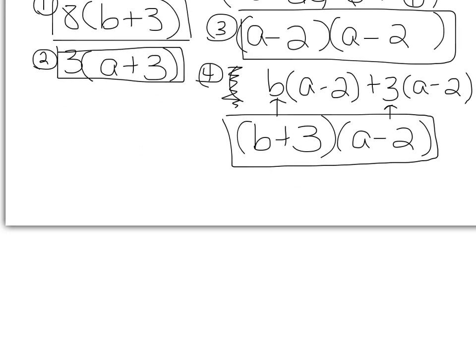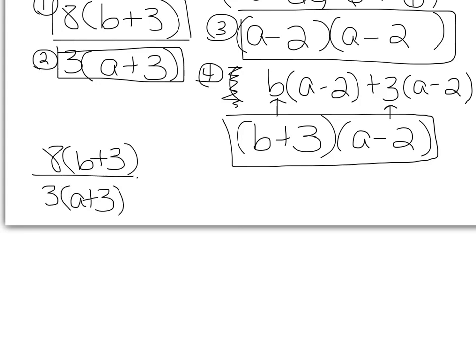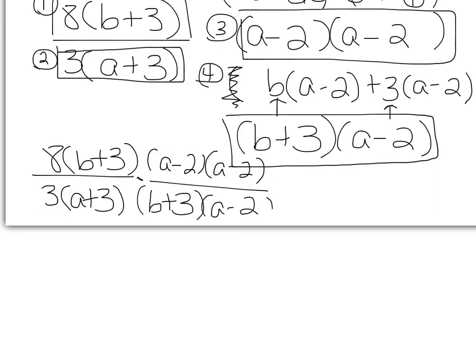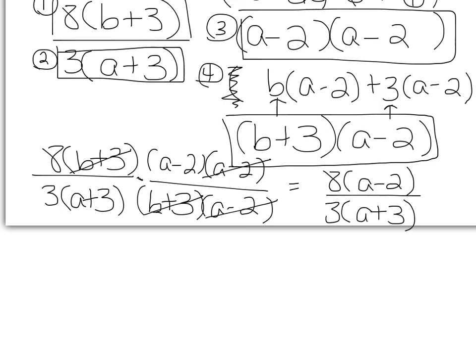So let's rewrite this. So remember, it's 1 over 2 times 3 over 4. So you've got 8 times b plus 3 over 3 times a plus 3 times a minus 2 times a minus 2 over b plus 3 times a minus 2. So I've got b plus 3 and b plus 3 cancel. A minus 2 and a minus 2 cancel. And you're left with 8 times a minus 2 over 3 times a plus 3. And that's your answer. All right?